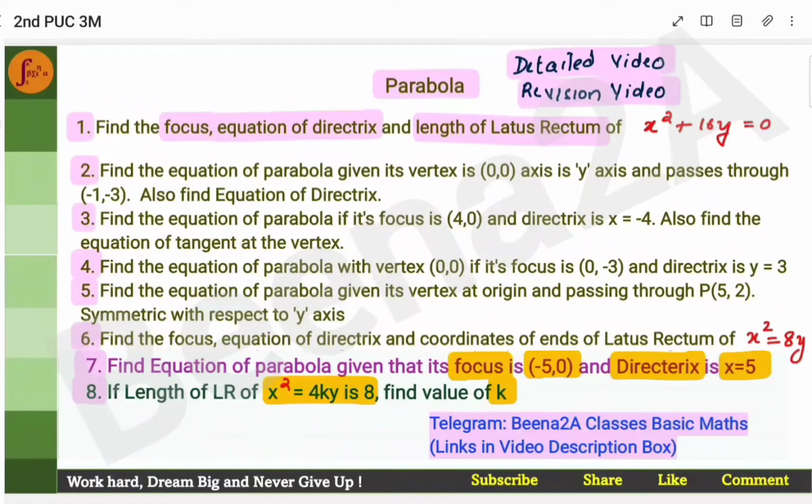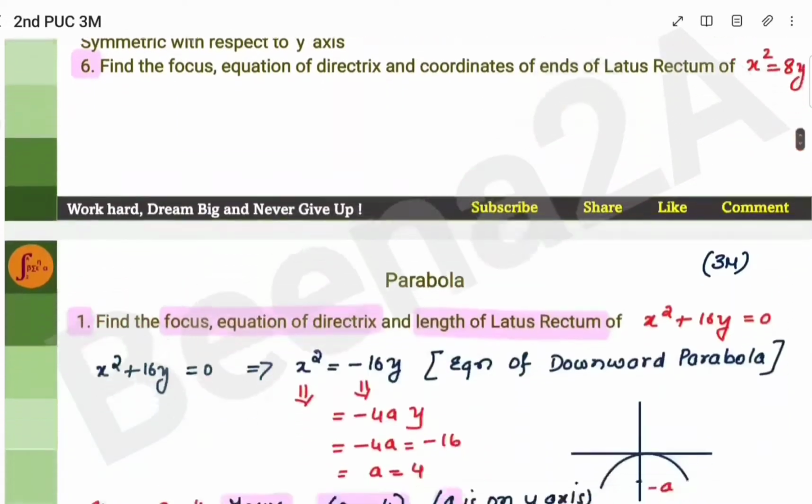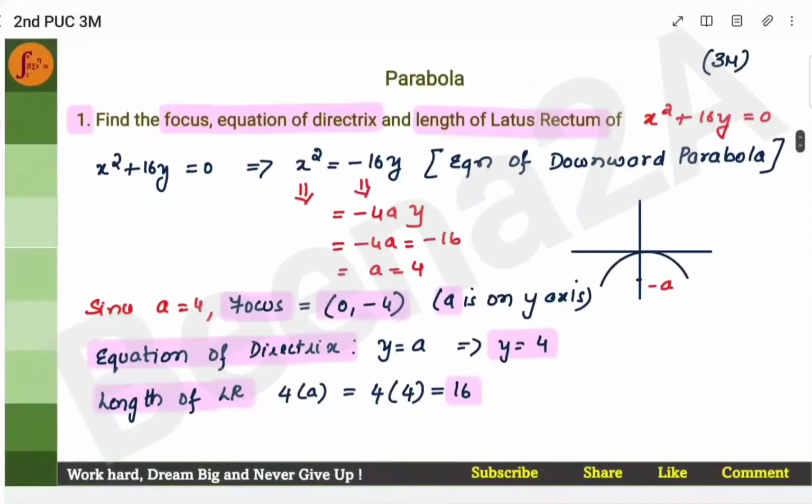Now here's the list of problems. There are step-by-step solutions here. I'll go through them quickly. The first one is: find the focus, equation of directrix and length of latus rectum of this particular equation. So here they've given you the equation. From the equation, you'll have to figure out what kind of parabola it is. That should be the first step.